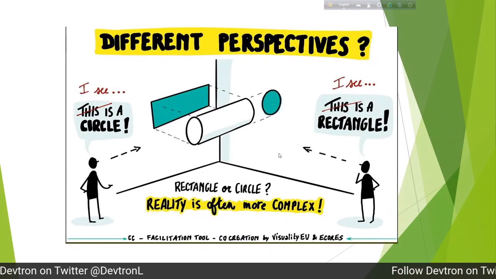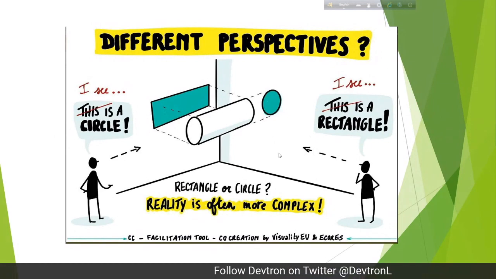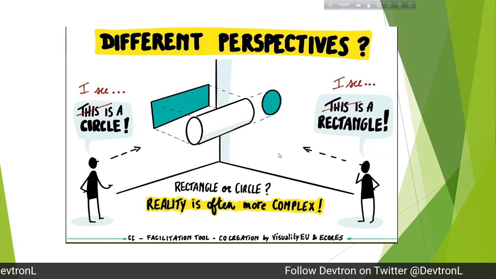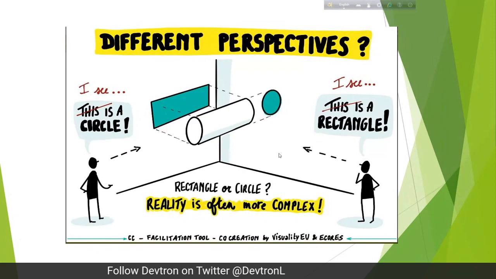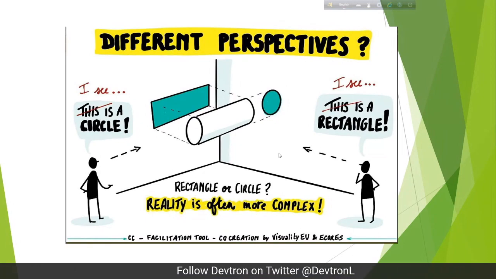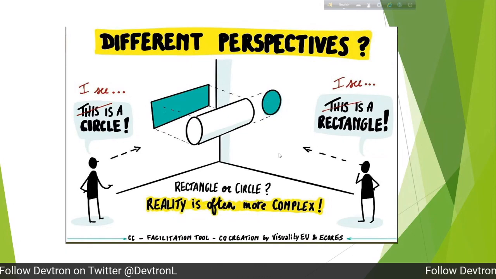But then who are architects? Let's see this example. If you see, it's basically a cylinder. But the person on the left is saying this is a circle, and the person on the right is saying this is a rectangle. But we know that it's not a matter of it being a circle or a rectangle, it's a cylinder. So what is happening here? Both of them have different perspectives, but none of them has the total picture. The reality is often more complex.